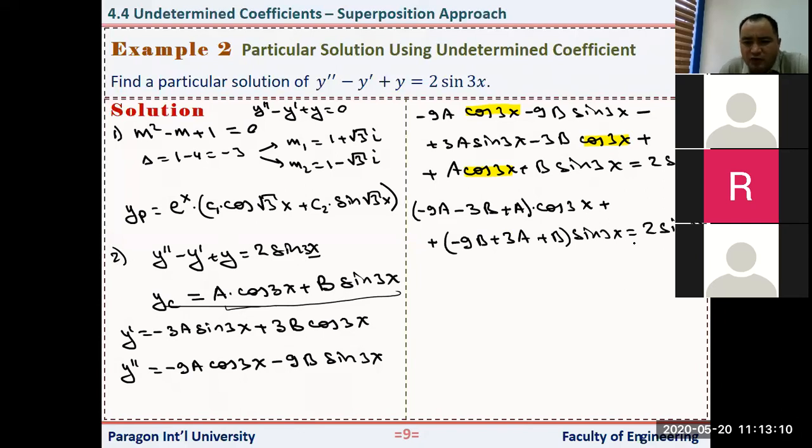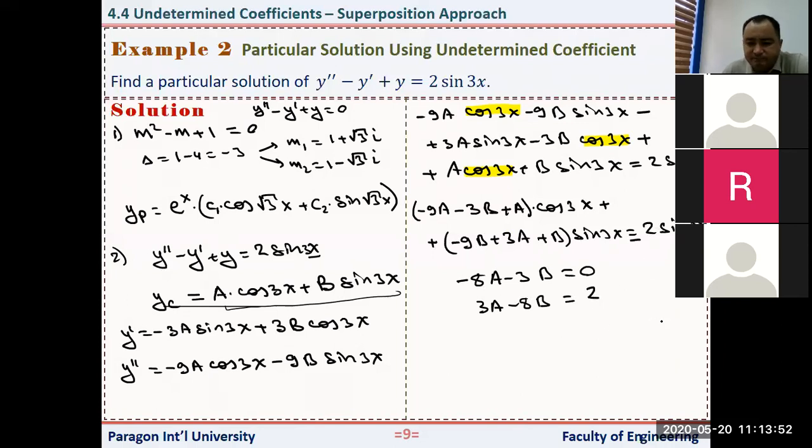Okay, this is not an equation, this is an identity actually. We are assuming that they are identically equal. So now, on the right hand side, do we have cosine of 3x? No, right? So that means that this thing should be equal to 0. If I simplify this, negative 9a plus a, so it is minus 8a minus 3b, it must be equal to 0. And how about the coefficient of sine of 3x? It is this, so that's 3a minus 8b should be equal to 2.